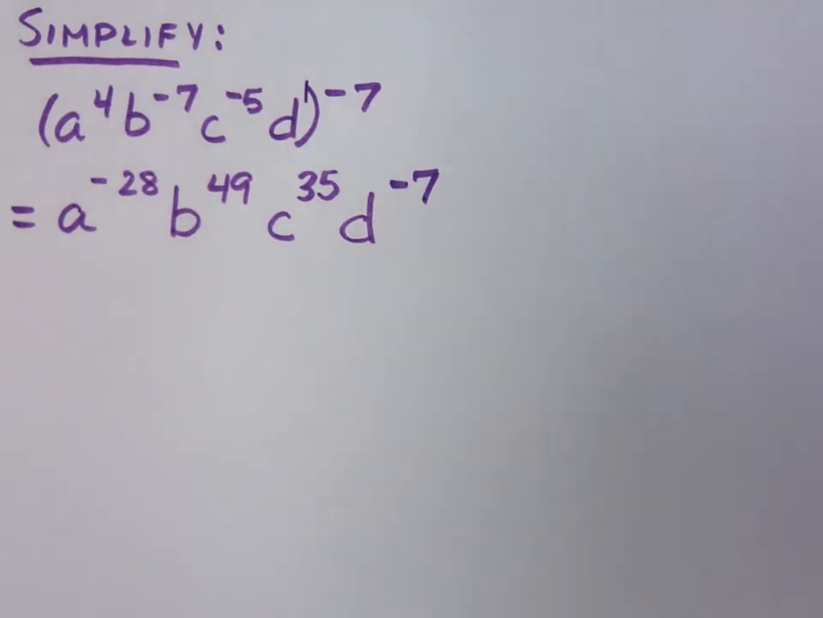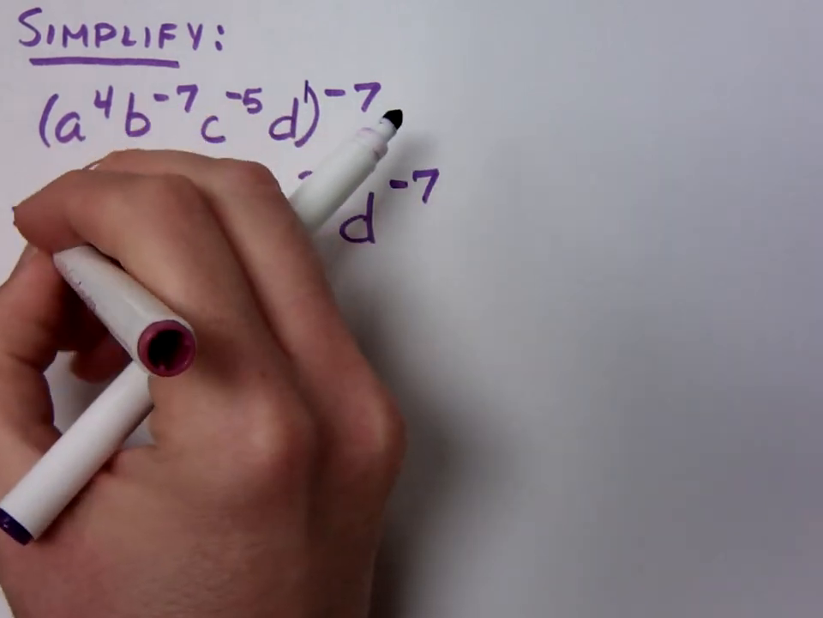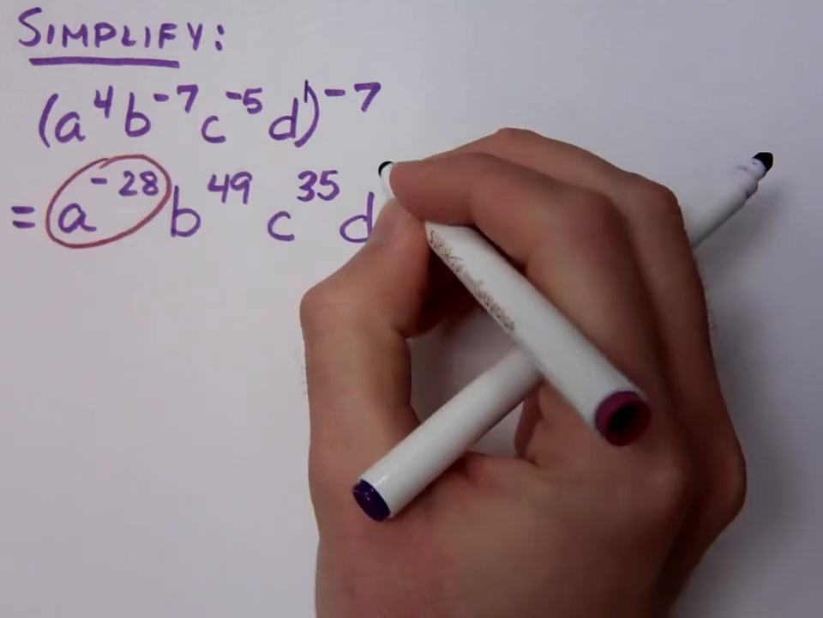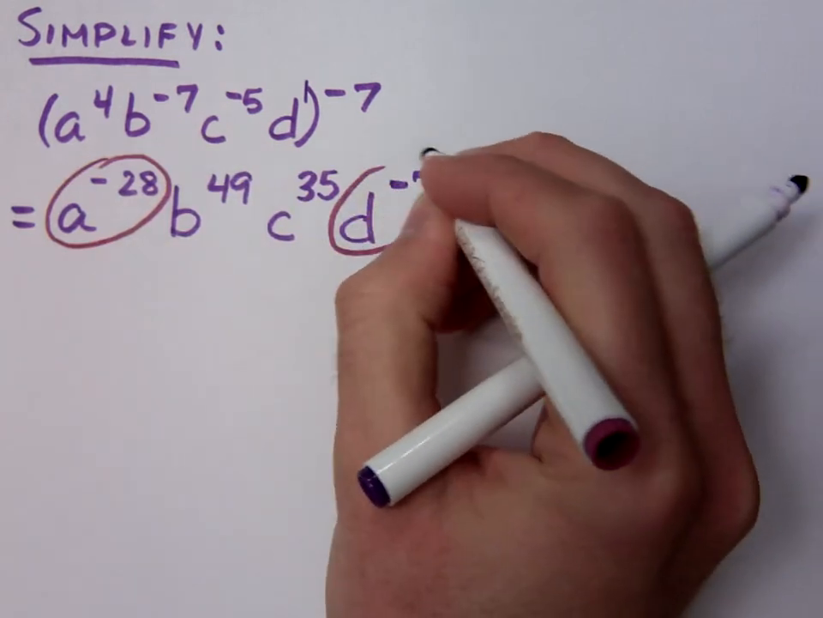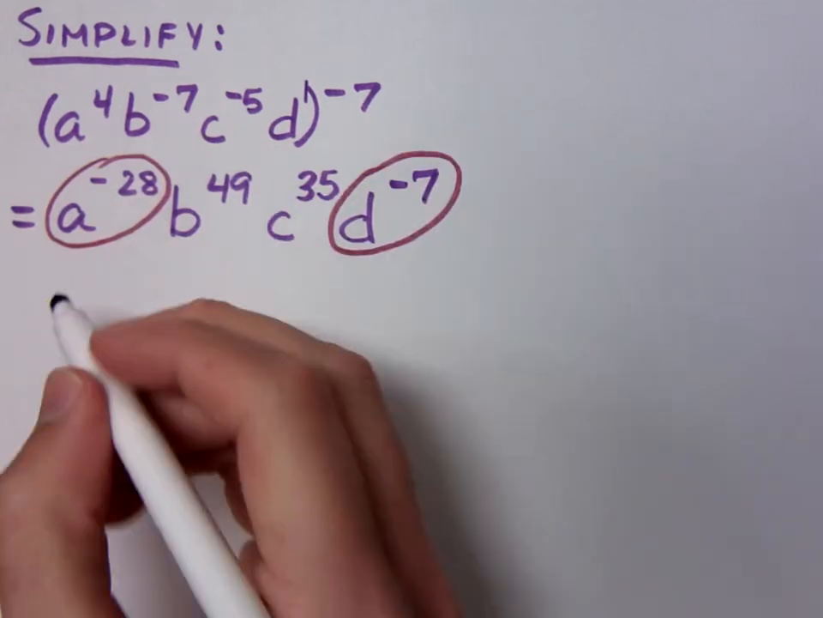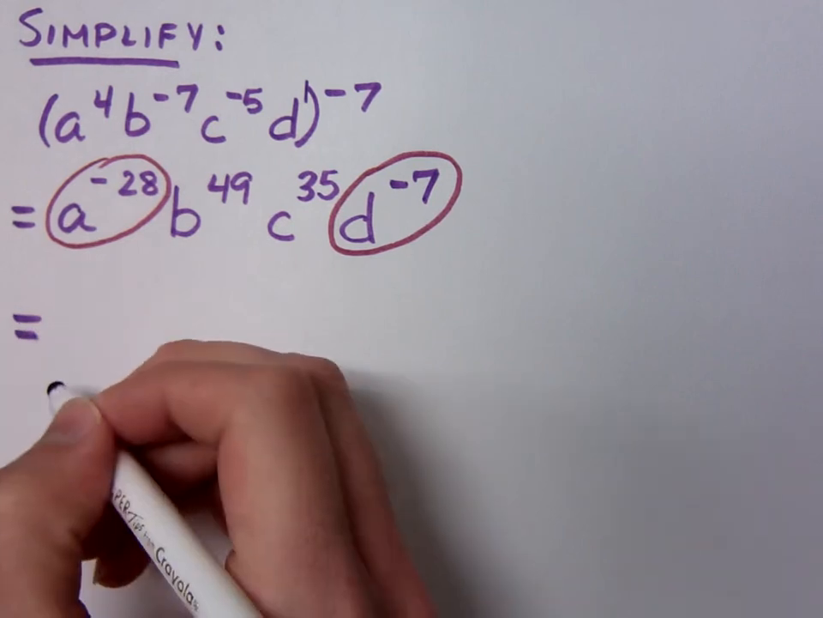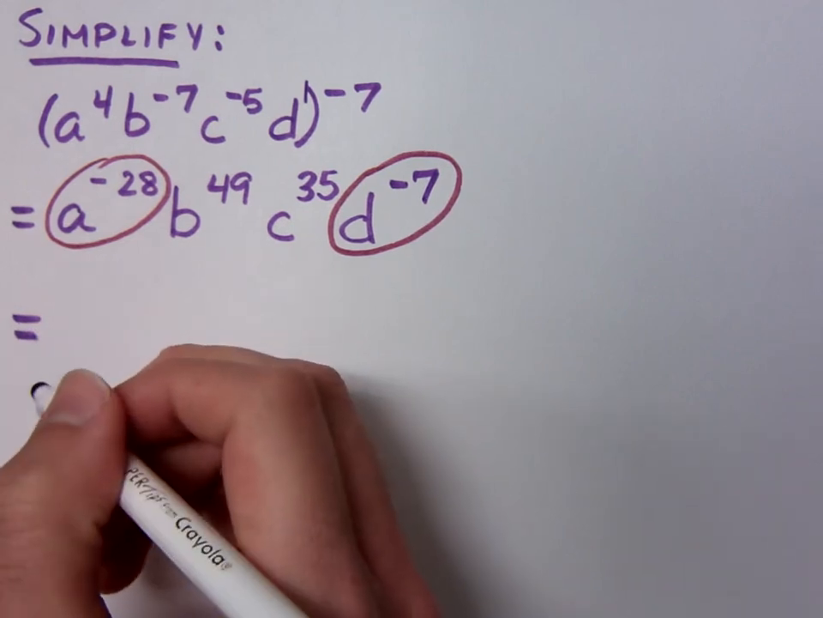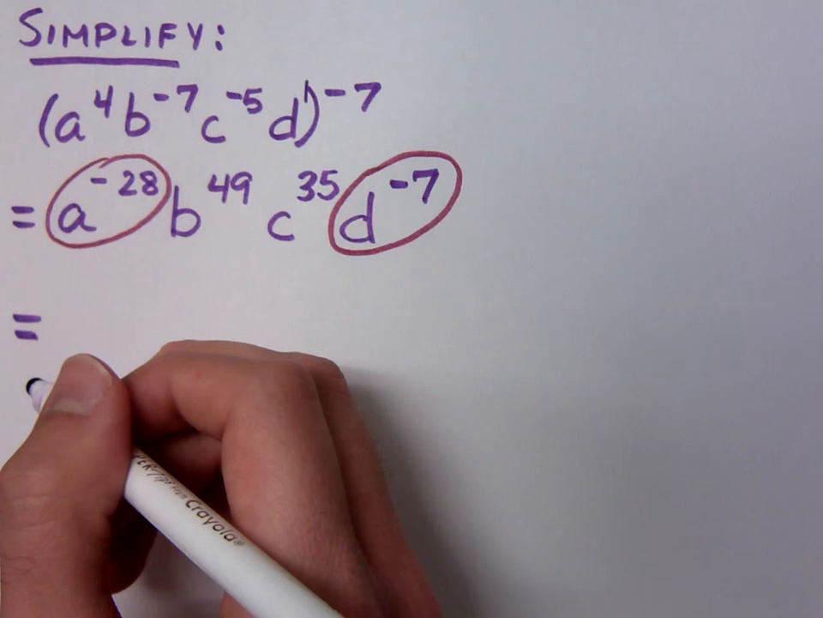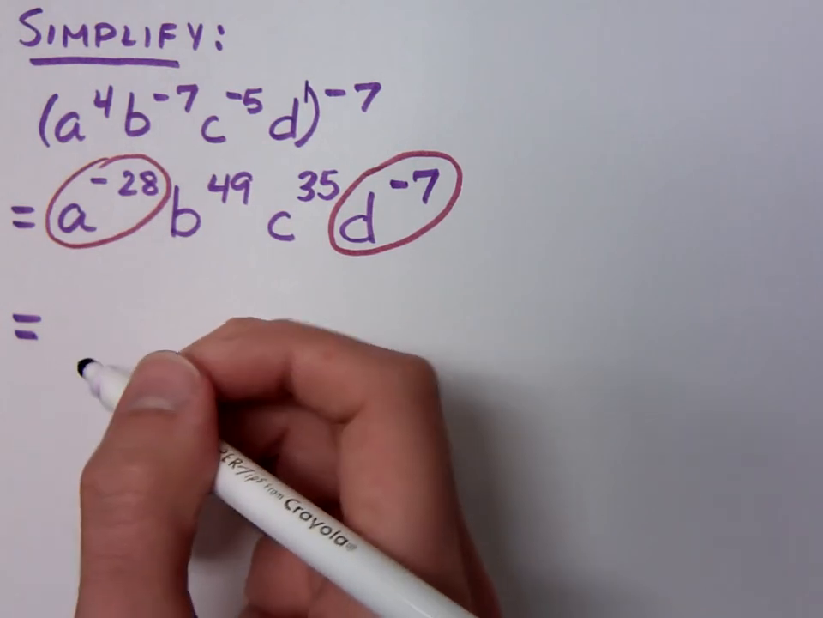Now, is this acceptable for my answer? No. So how do I rewrite this guy? What do I need to do? Who are the troublemakers? Negatives. This guy and this guy give me problems. They're the only ones with negative exponents, therefore they're the only ones that need to move somewhere else. Denominator. Move them into the bottom.